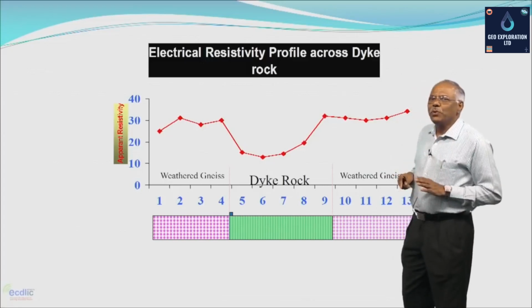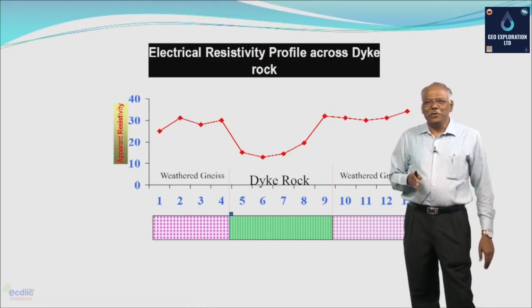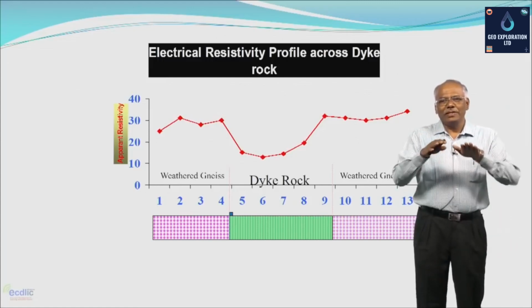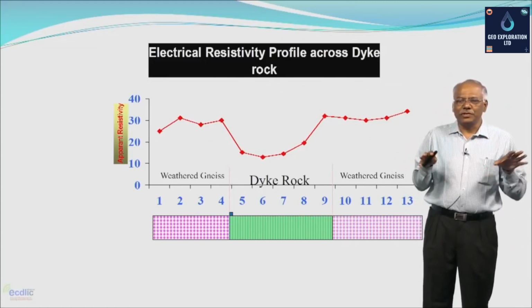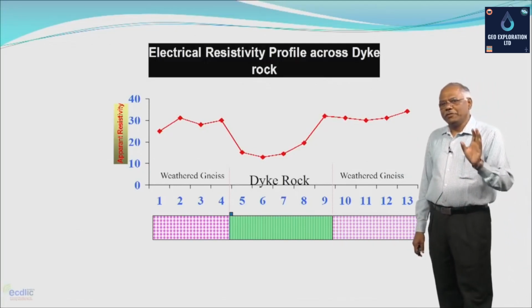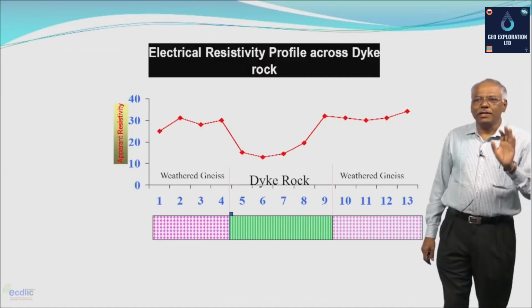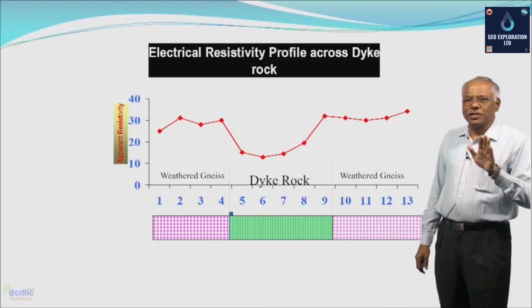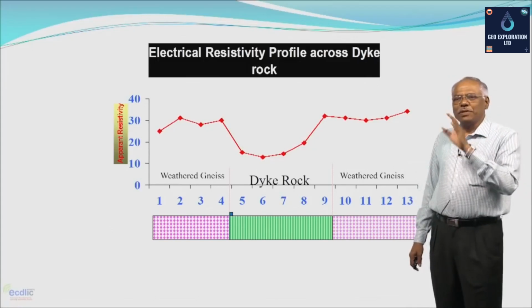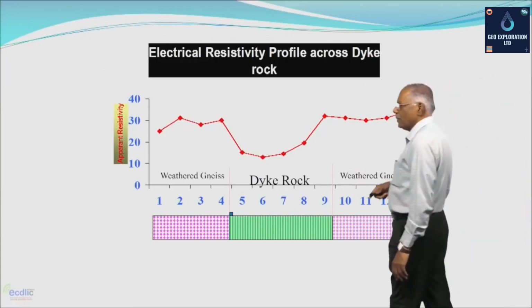This low coincides with the dike feature in the field. The dike is a conduit type of dike, and therefore low resistivity is obtained for it, whereas on either side the weathered gneissic rock gives you higher values of apparent resistivity. So it is possible with the help of profiling to identify dike features or linear features. It could be lineaments, faults, fractures, dikes, or even certain kinds of utilities, and it is possible to locate them with horizontal profiling.